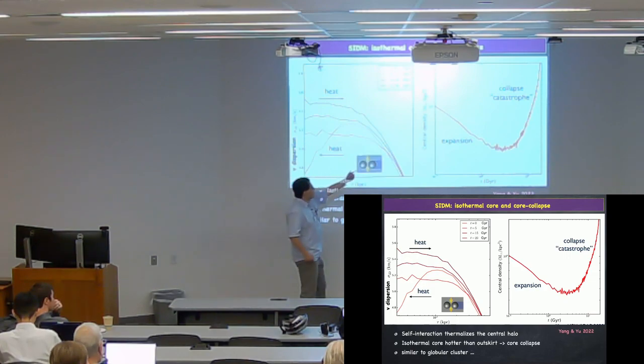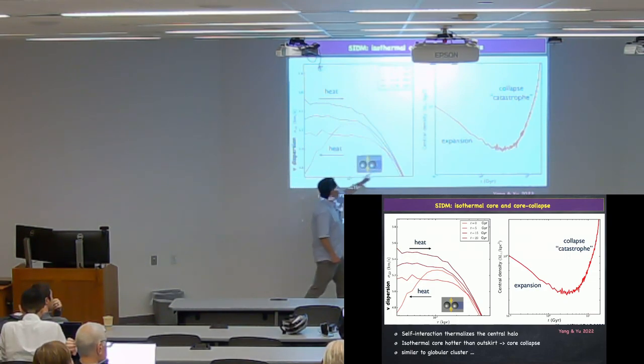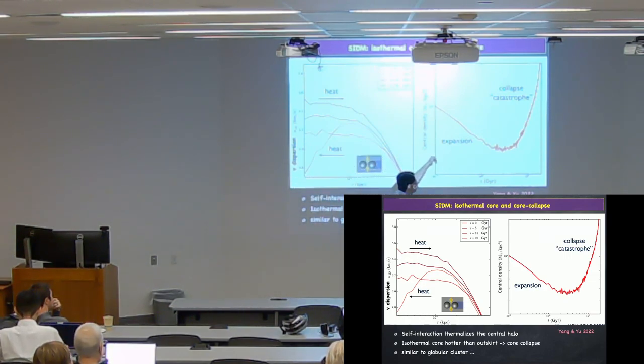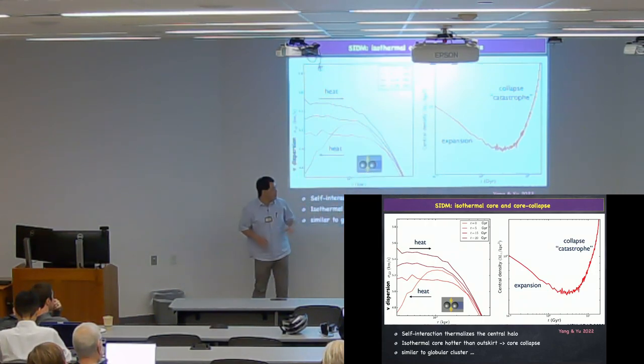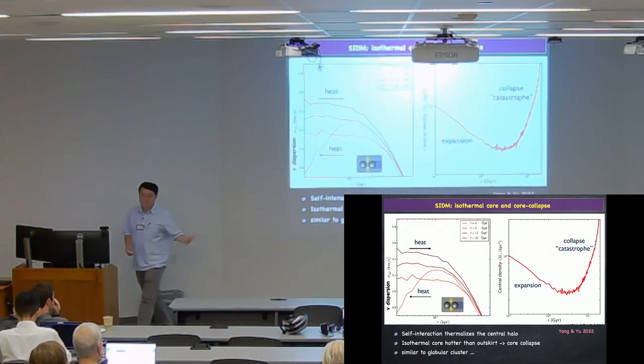So, core collapse catastrophe. If you look at the central density, it decreases initially during this isothermal core building stage. And after the core is established, it starts to core collapse. So density decreases and increases again. So this naturally gives you diversity, right?